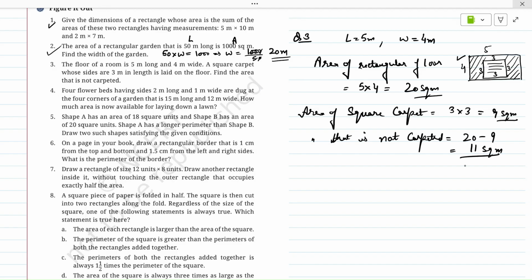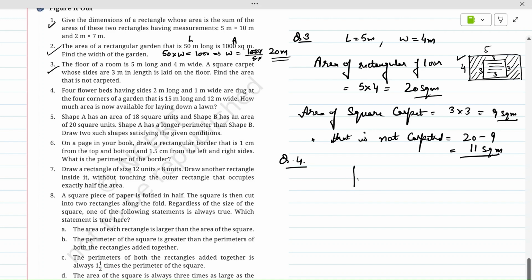So the area which is non-carpeted here is 11 square meter in area. Done. Next, four flower beds having sides 2 meter long and 1 meter wide are dug at four corners of a garden. Okay, that is 15-meter long and 12-meter wide.